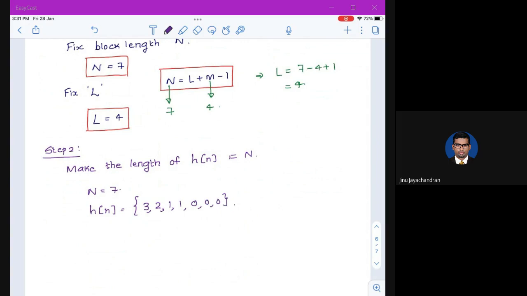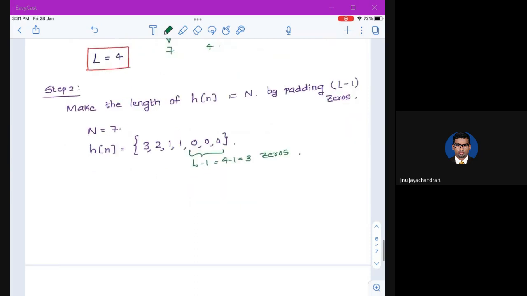So make the length of h of n equal to N by adding L minus 1 zeros. So you see we have padded L minus 1, that is equal to 4 minus 1, 3 zeros to h of n, which will make h of n the same length as the block, which is capital N, that is equal to 7.